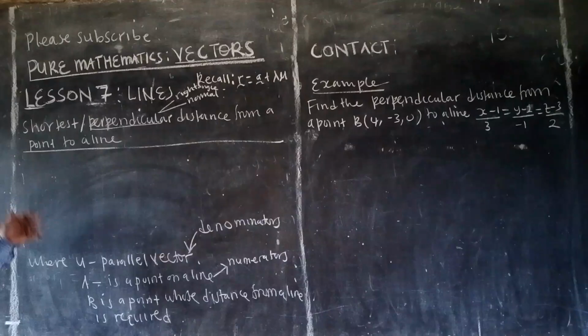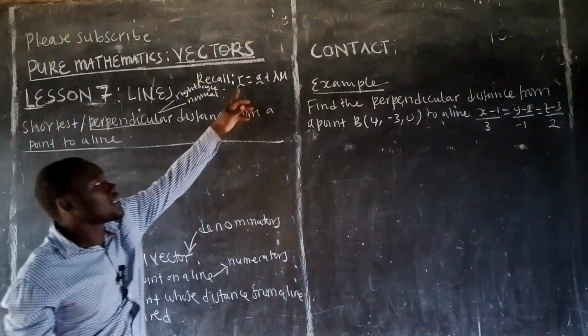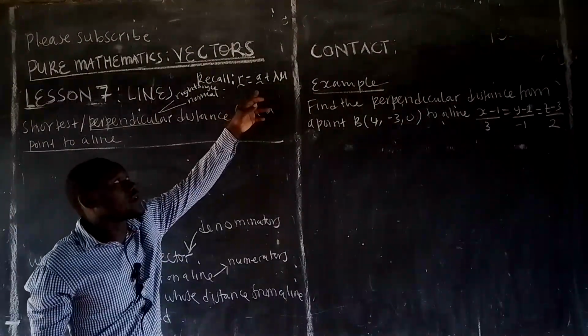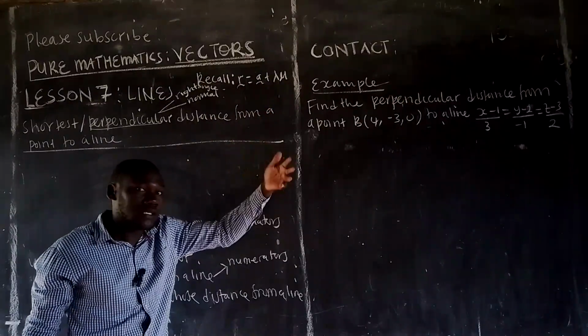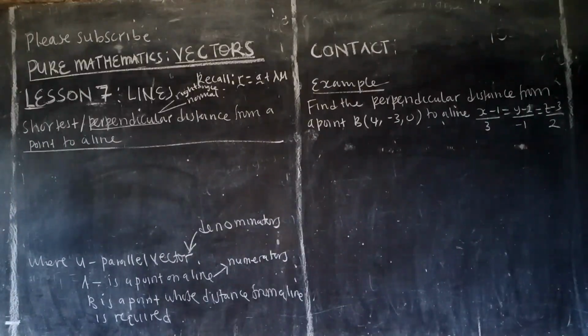Now, in simple terms, to find the shortest or perpendicular distance from a point to a line, here we shall imagine. Remember that our equation of a line is always like this: r is equal to a vector plus lambda mu, whereby lambda mu is a parallel vector. How do you get a parallel vector? By subtracting.